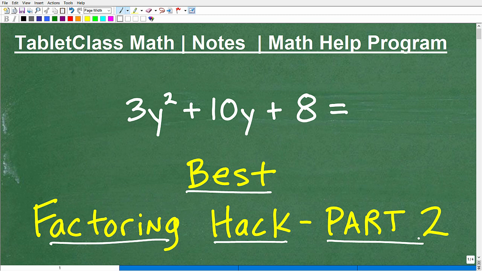But in Part 1, what we focused on was how to factor a trinomial where the leading coefficient was just 1. Okay, so if you had like y squared plus 10y plus 8, and this is a 1y, that was our first part. There's a great hack on how to approach that, but that technique we can use as well for handling a situation like this where the leading coefficient is not 1.